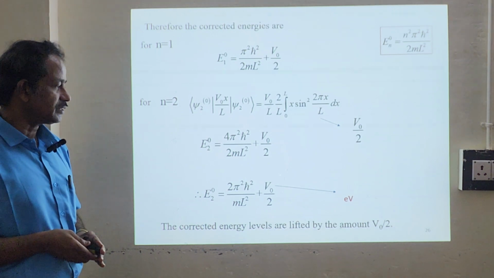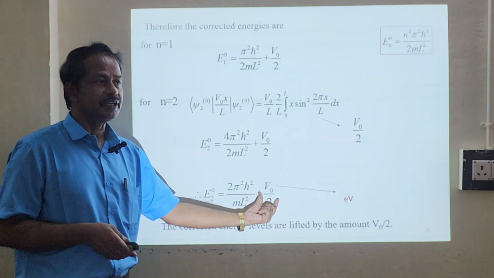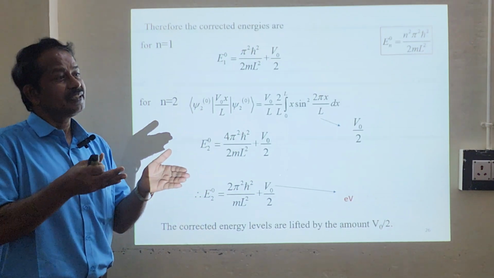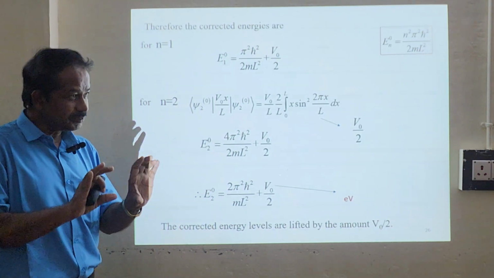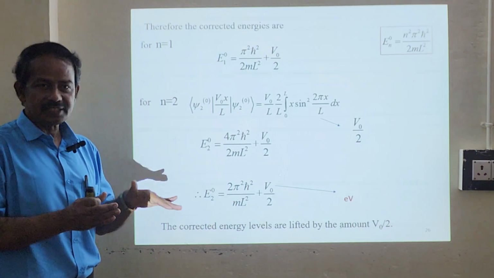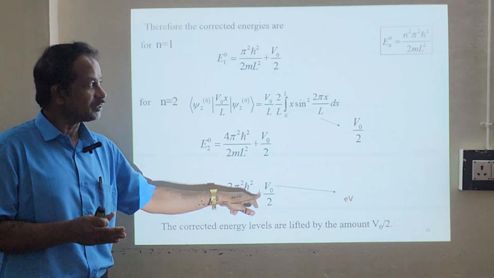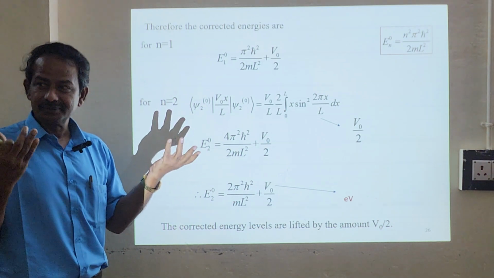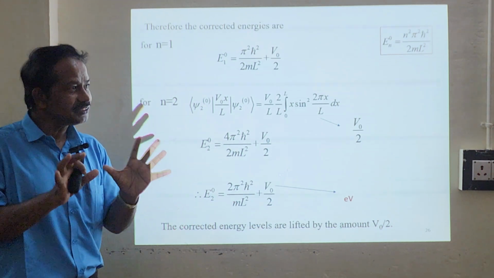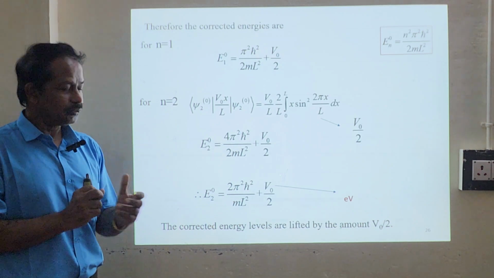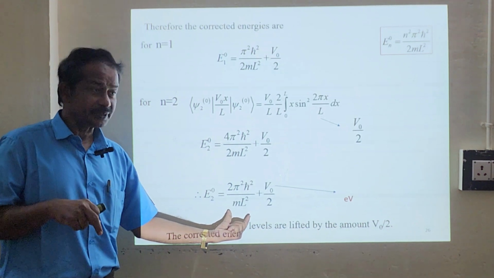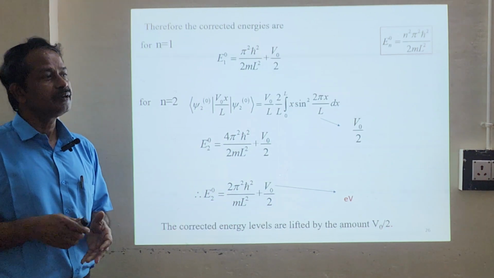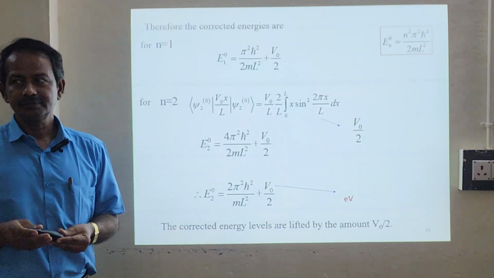So the corrected energy levels are lifted by the amount V naught by 2. You need not always think it will be lifted. It can also come down. So there will be a change in energy. For first order, the answer is plus. Correct. For first order, the answer is plus. It can also be minus for the second order, third order. We can't say. There will be a change in energy level. So we have to add or subtract from the exact energy to get the total Hamiltonian for the perturbed system. So that's the end. Okay.